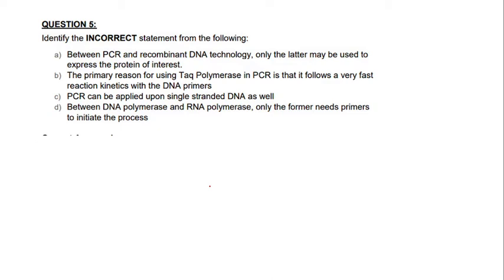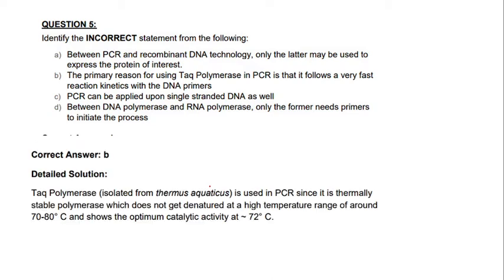Okay. Option C is PCR can be applied upon single strand DNA as well. Option D between DNA polymerase and RNA polymerase. Only the former needs primers to initiate the process. So the option B is correct. Taq polymerase isolated from Thermus aquaticus. So it's used in PCR.